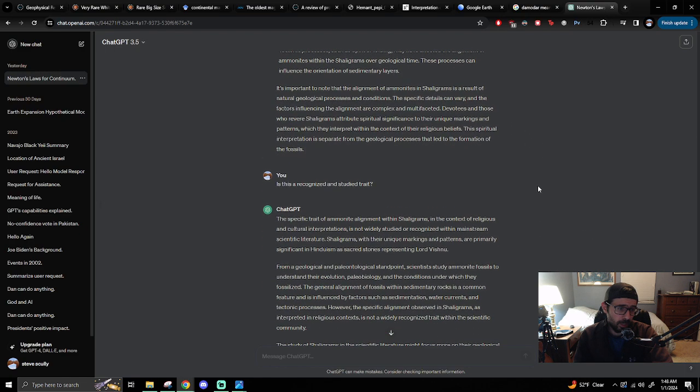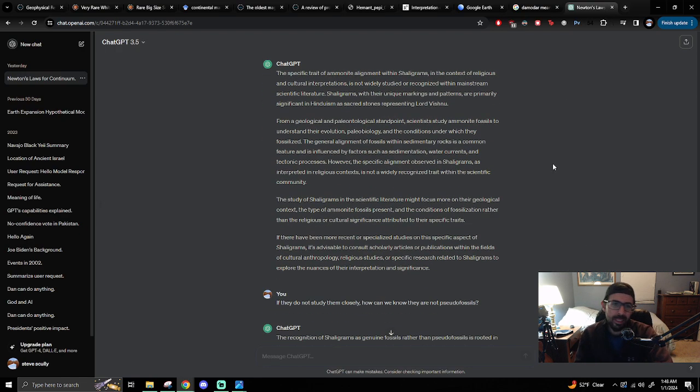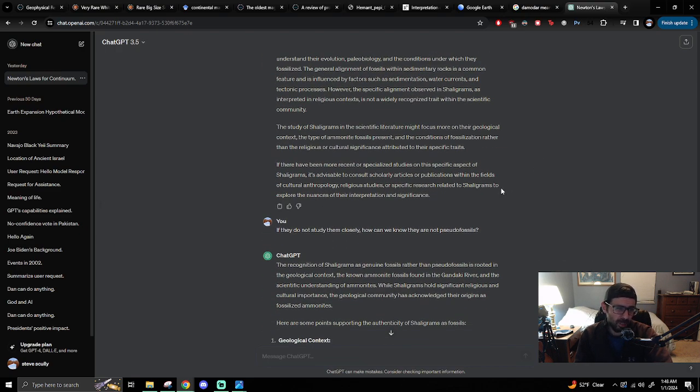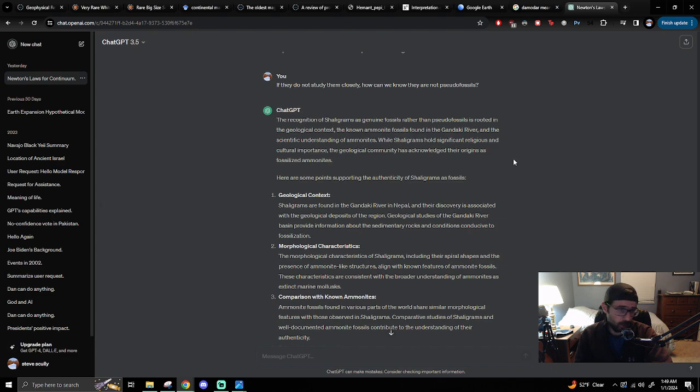Same thing, specific. Is this a recognized and studied trait? The specific trait of ammonite alignment within shallograms is not widely studied or recognized within mainstream scientific literature. Shallograms, with their unique markings and patterns, are primarily significant in Hinduism as sacred stones. So essentially, like, scientists don't really know what shallograms are. It's as simple as that. If they do not study them closely, how can they know they are not pseudofossils? The recognition of shallograms as genuine fossils is rooted in the geological context. And the known ammonite fossils, I mean shallograms.